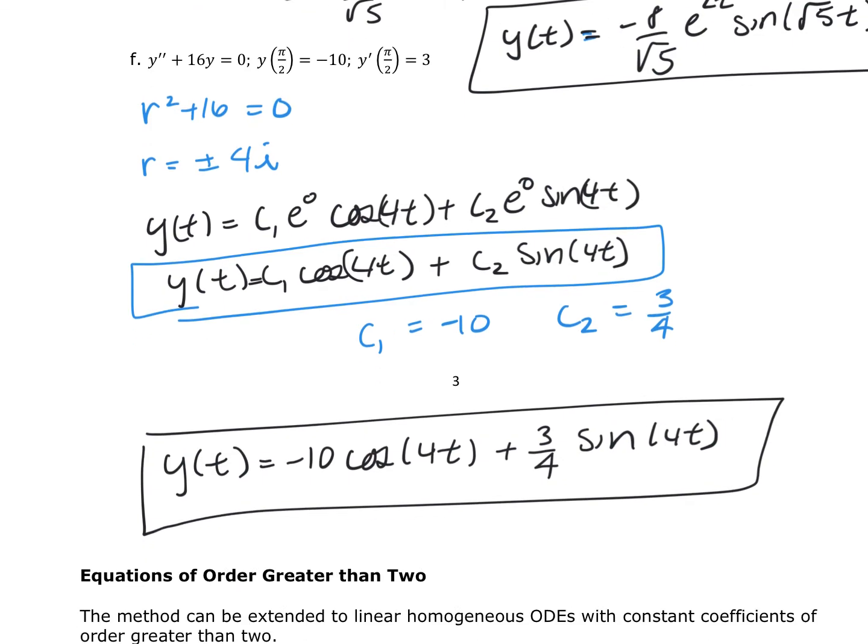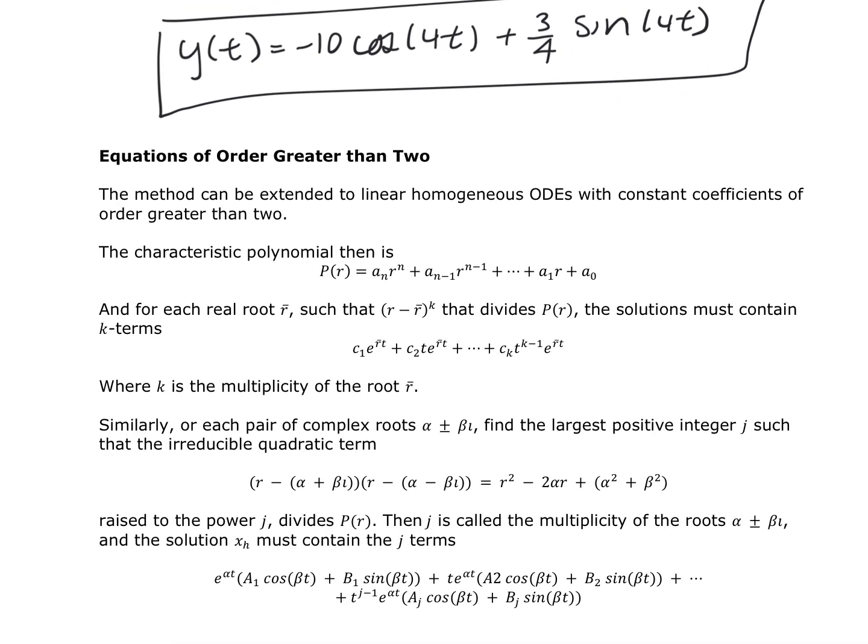So this is a particular solution based on my initial value, and the other is the general solution. Now let's talk about what happens when we have equations of order greater than 2. The methods that we just did for linear homogeneous systems with constant coefficients can be extended to linear ODEs that have powers higher than 2. The characteristic polynomial would be what you expect: a sub n r to the n plus a sub n minus 1 r to the n minus 1, all the way down to a sub 1 r plus a naught.